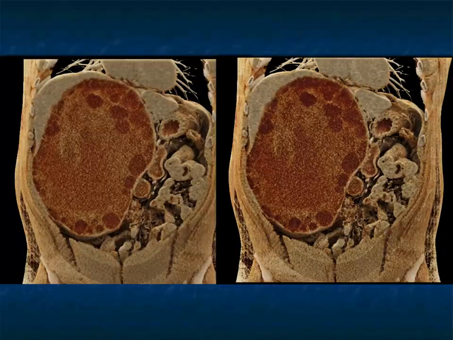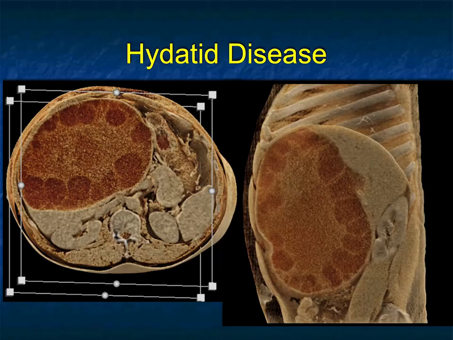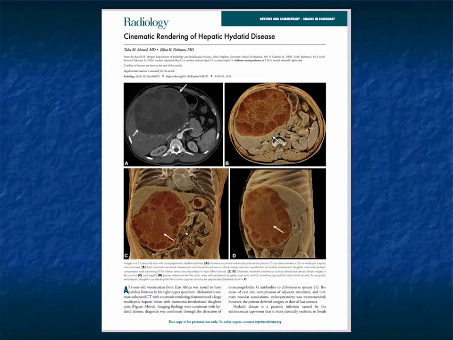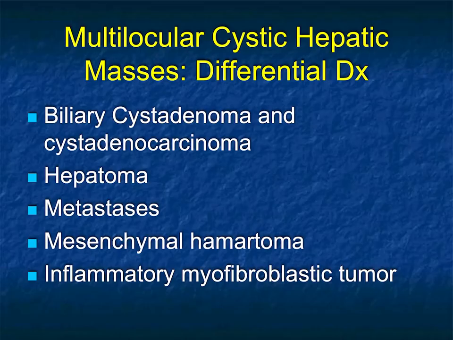This is a classic case, and by far the best case I have of Hydatid disease, both from a cinematic perspective and a non-cinematic perspective. Just very classic. Take a look at those images. And it was such a good case, it was published in Radiology about a year ago. Just a really nice example. Also showing you some of the value of cinematic rendering and looking at cystic lesions.